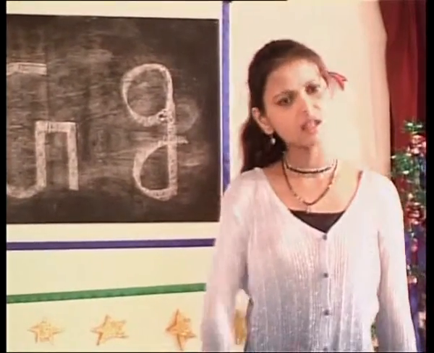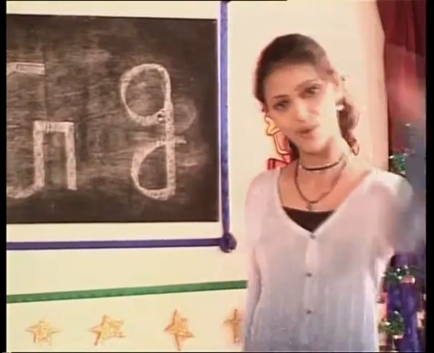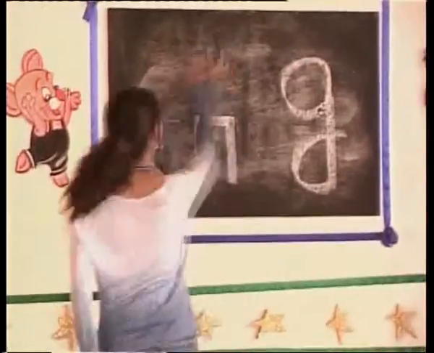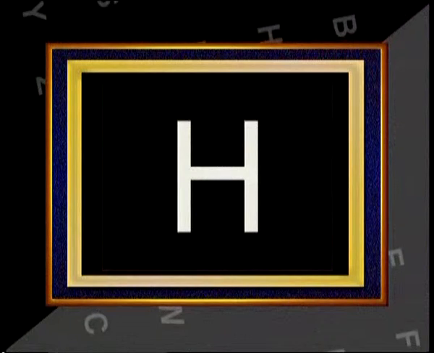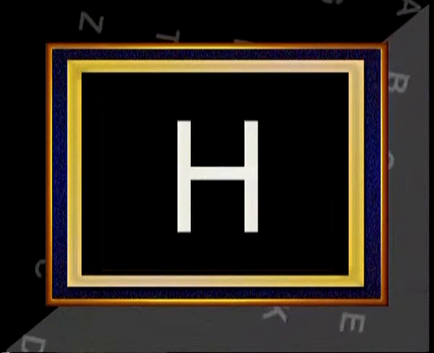Hey kids, let us learn to write H. Here we go. One standing line, a sleeping line, another standing line. This is known as a capital H. Let's write it again. One standing line, a sleeping line, another standing line, and this is known as a capital H.